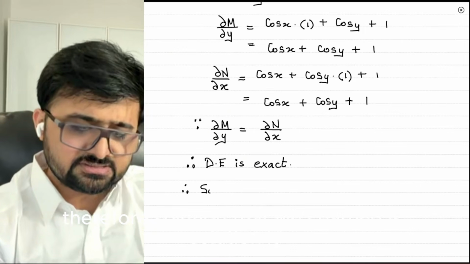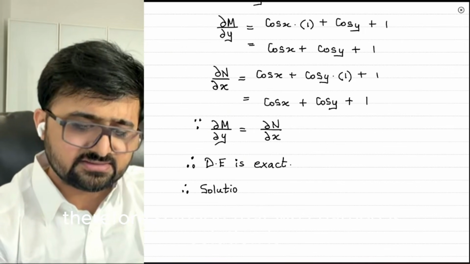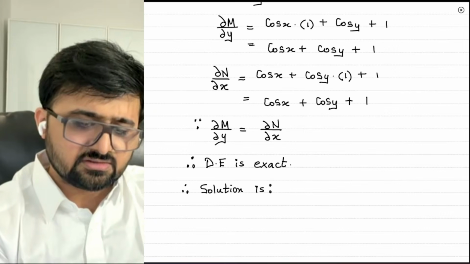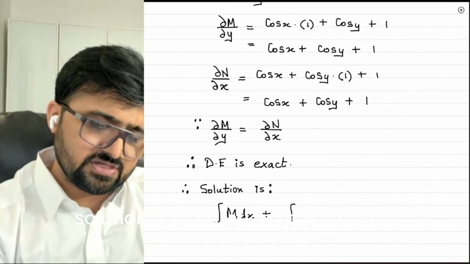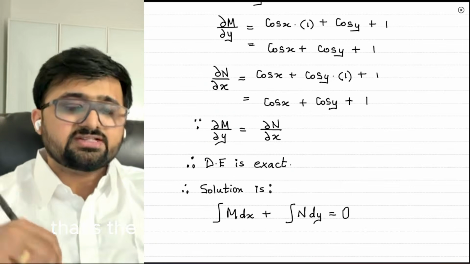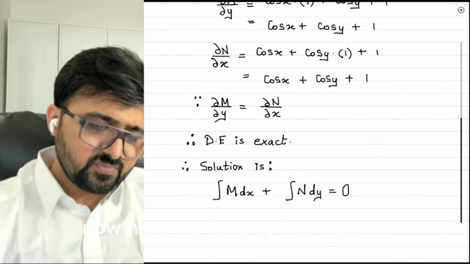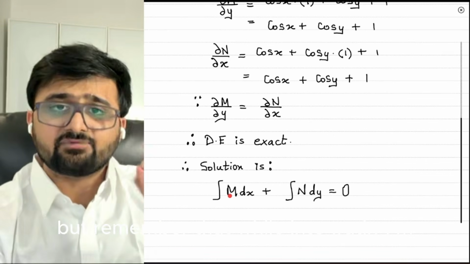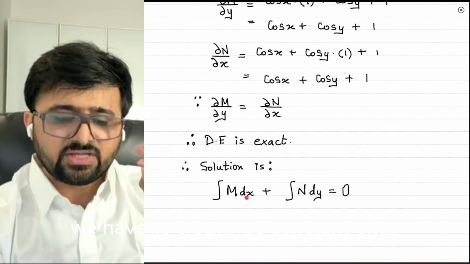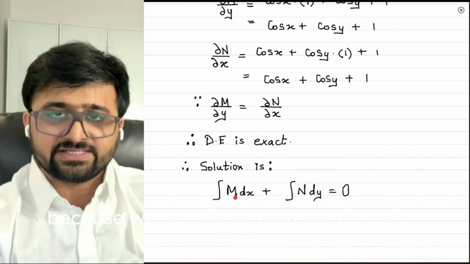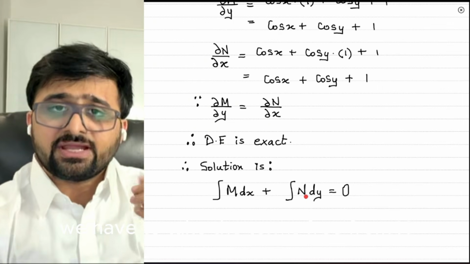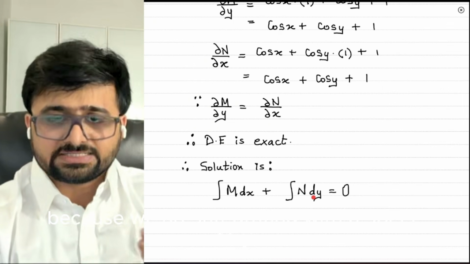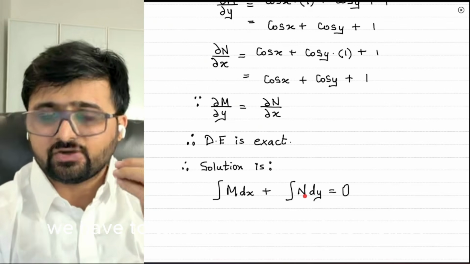In order to solve the exact differential equation, the solution that we learned is integration of m dx plus integration of n dy is equal to 0. Now here we have to integrate m, but while integrating m, we have to treat y as constant, because we are integrating with respect to x. And while integrating n, we have to take the terms free from x, because we are integrating with respect to y.